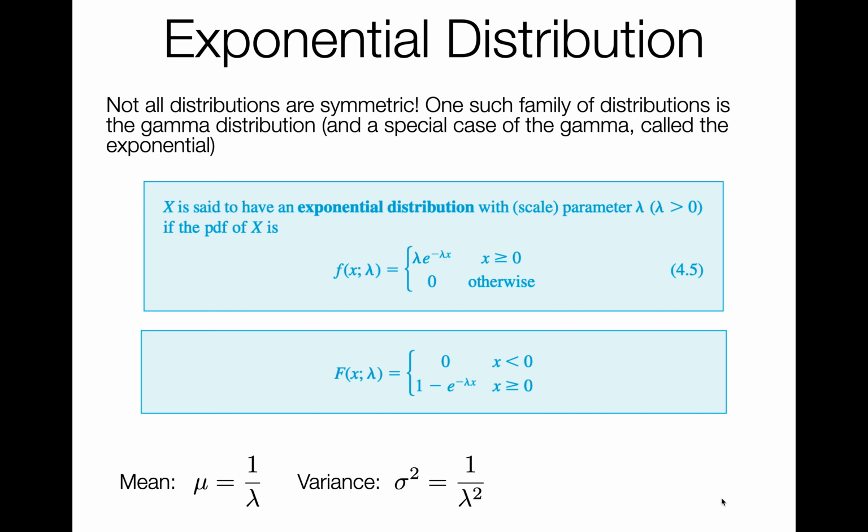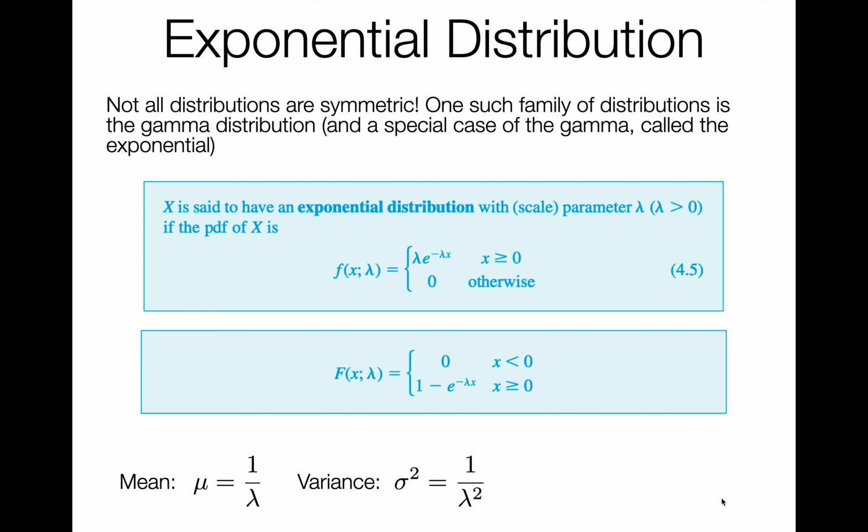But here's the exponential distribution. It looks like this. So in the first blue box, it gives you the PDF. The exponential distribution has one parameter. It's what they call a scale parameter. The scale parameter has to be positive.